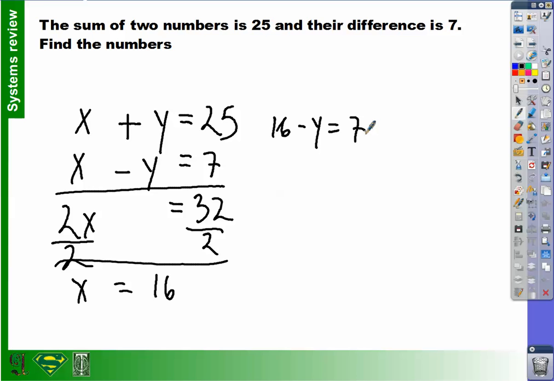This one's really tough here. 16 minus what number is 7? 9. Okay, so y is equal to 9. All right, so we found the two numbers. So all we had to do was to write two math sentences and solve the system. That's not too difficult, is it? Let's take another one.